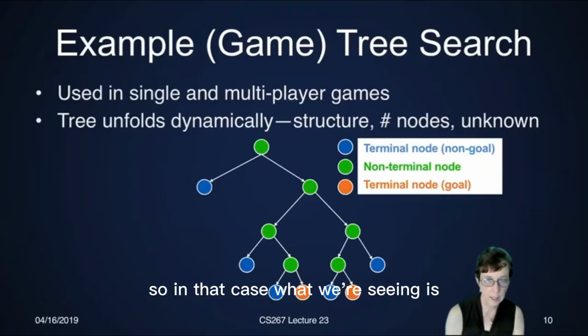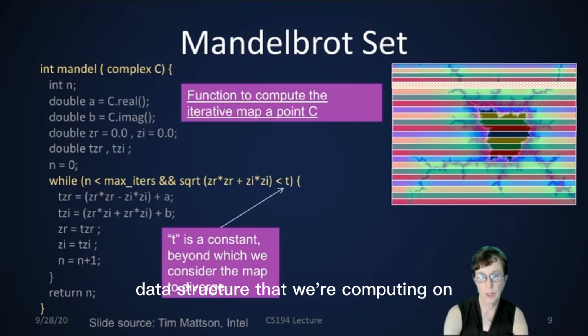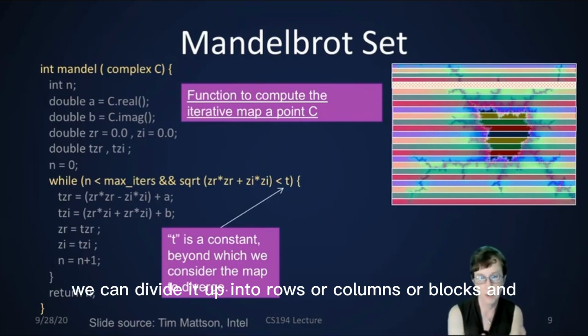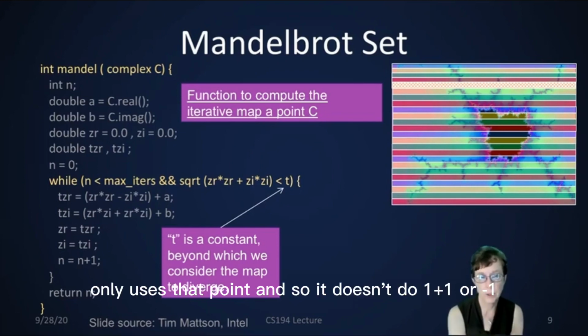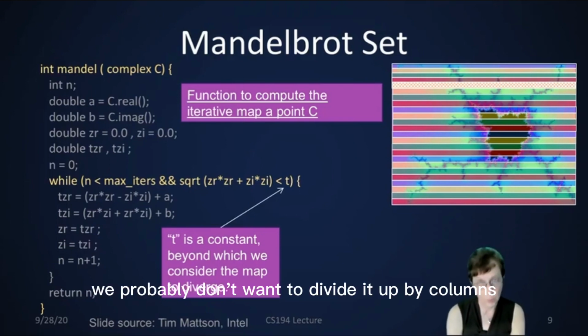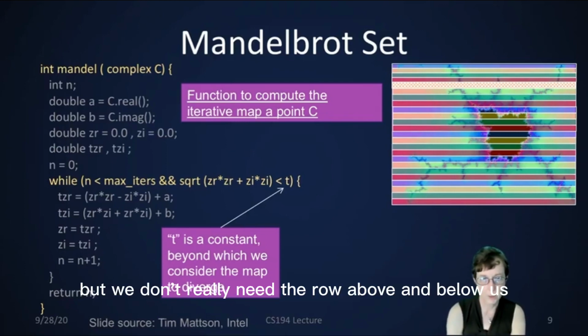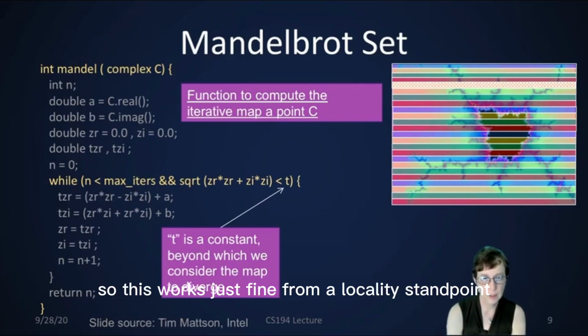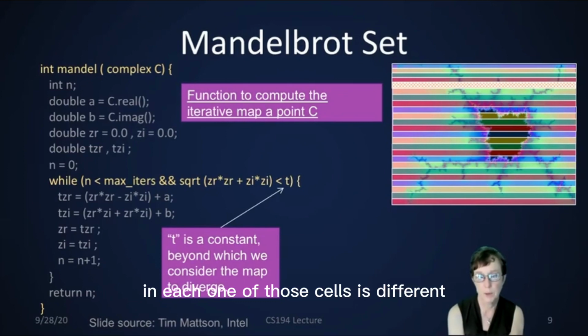One other example. In that case, what we're seeing is a fixed amount of data, a very regular data structure that we're computing on. It's a 2-dimensional array. It doesn't get much easier than that. We can divide it up into rows or columns or blocks. And in this case, the locality doesn't really matter because each point only uses that point, so it doesn't do a +1 or -1. We probably don't want to divide it up by columns because we'd be running through the cache in the wrong way, but we don't really need the row above and below us. So this works just fine from a locality standpoint, but maybe not from a load balancing standpoint, because the amount of work in each one of those cells is different.